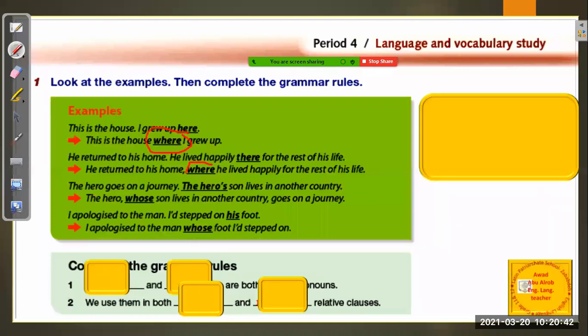Thank you. Now, what's the relative pronoun used in example 1 and 2? What's the relative pronoun? Where. Now, why did he use where here? Because he talks about places. Yeah, he talks about a place. It's the house or the home. So it's a place. Now, George, example 3 and 4.